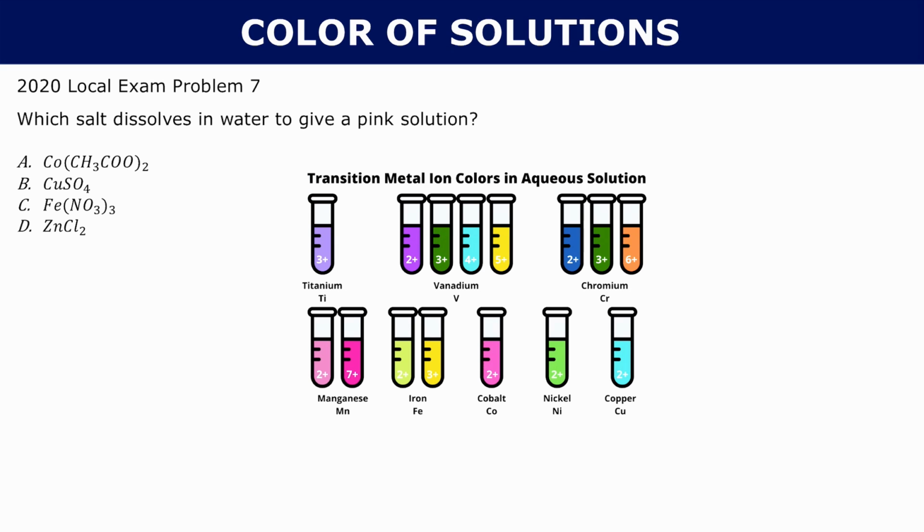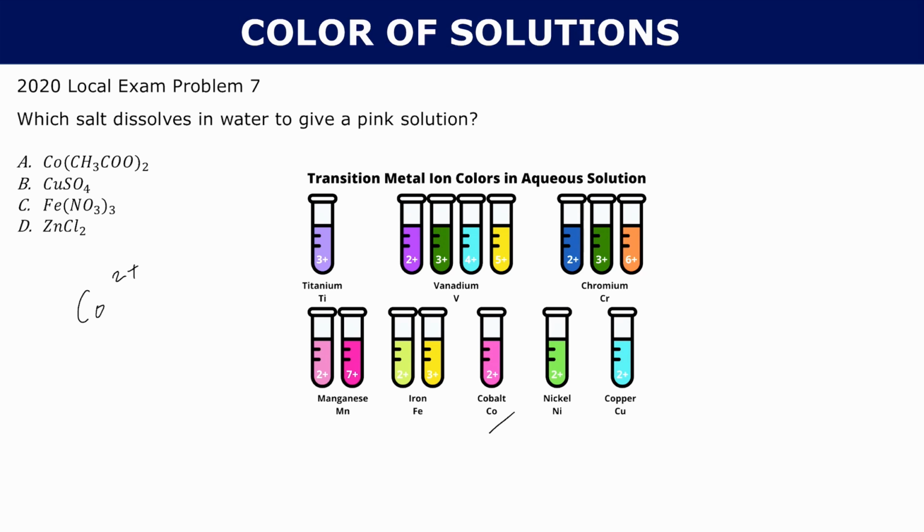So which salt dissolves in water to give a pink solution? Okay, so let's go through all these answer choices. First A, we have cobalt acetate. Cobalt acetate means that we're dealing with cobalt 2+, which is this one right here. And cobalt 2+ is going to produce a pink solution. So A can stay as a possible answer.